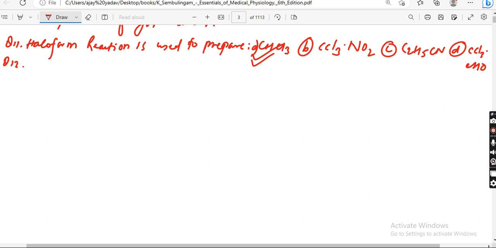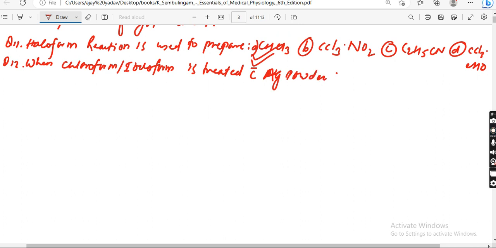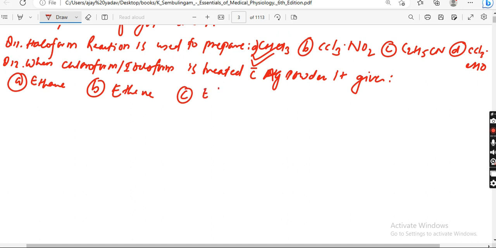Question number 12. When iodoform is treated with Ag dust, that is silver powder, okay, iodoform is treated with Ag powder, it gives option A, ethane, B, ethene, C, ethyne, or D, that is acetylide. Okay, like this it has been given.